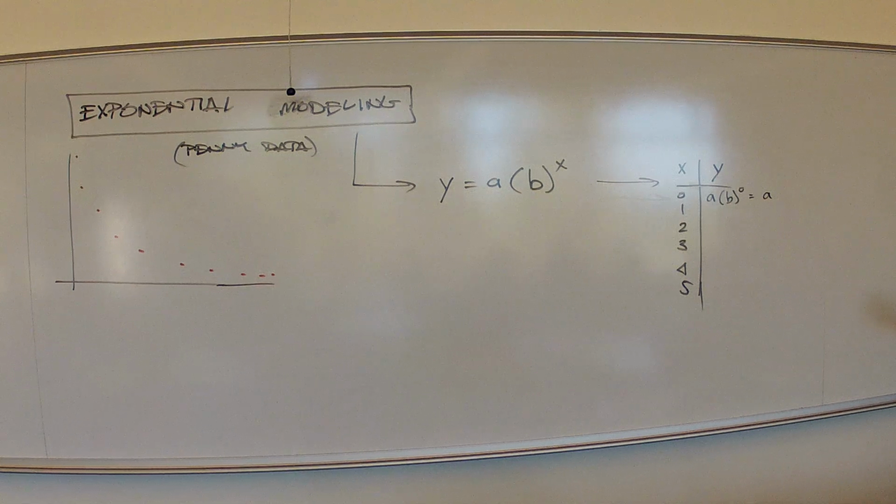Remember what a was in our penny data from yesterday? 38. Good. It was 38 because there were 38 of us at the beginning, before we started flipping.